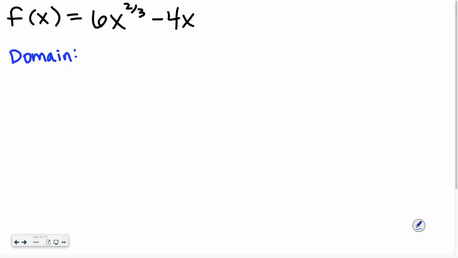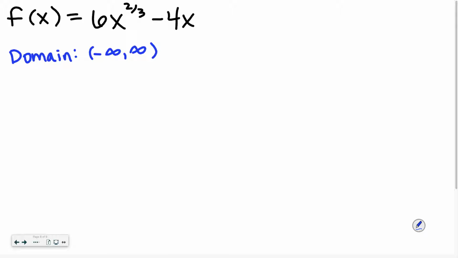I see that we have 6x to the 2/3 minus 4x. When we talk about the domain of a function, we're really worried about, do we have an even root where we can't have negatives under the radical? Do we have a fraction where we have to worry about dividing by 0? Neither of those things are happening in this. We do have a root, but it's of 3. So we really don't need to worry about what we can or cannot plug into x. Our domain's going to be all real numbers.